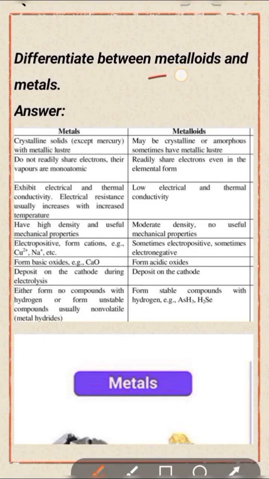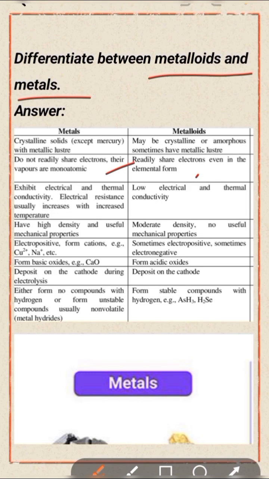Differentiate between metalloids and metals. Metals are crystalline solids, except mercury, that is Hg, with metallic luster. But the metalloid may be crystalline or amorphous, sometimes with metallic luster. Metals do not readily share electrons, and their vapors are monoatomic. But the metalloid readily shares electrons even in the elemental form.